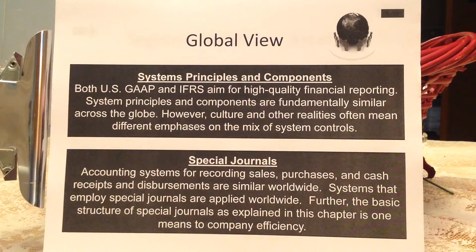Okay, global overview: systems, principles, and components. Both U.S. GAAP and IFRS aim for high-quality financial reporting. System principles and components are fundamentally similar across the globe. However, culture and other realities often mean different emphasis on the mix of system controls. Special journals, accounting systems for recording sales, purchases, cash receipts, and disbursements are similar worldwide. Systems that employ special journals are applied worldwide. Further, the basic structure of special journals, as explained in this chapter, is one means to company efficiency.